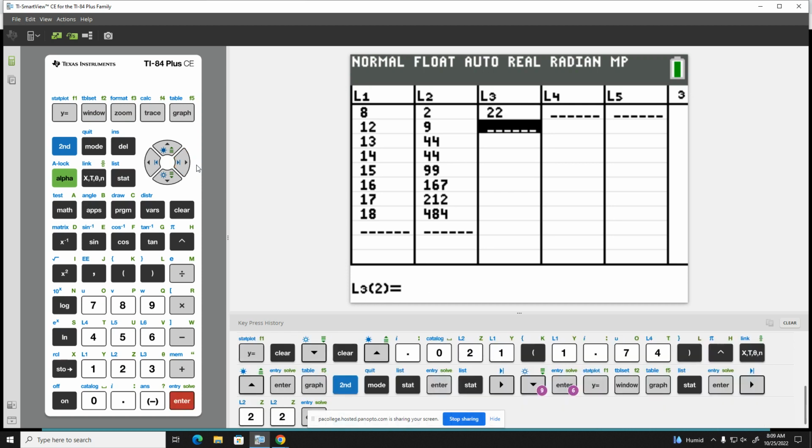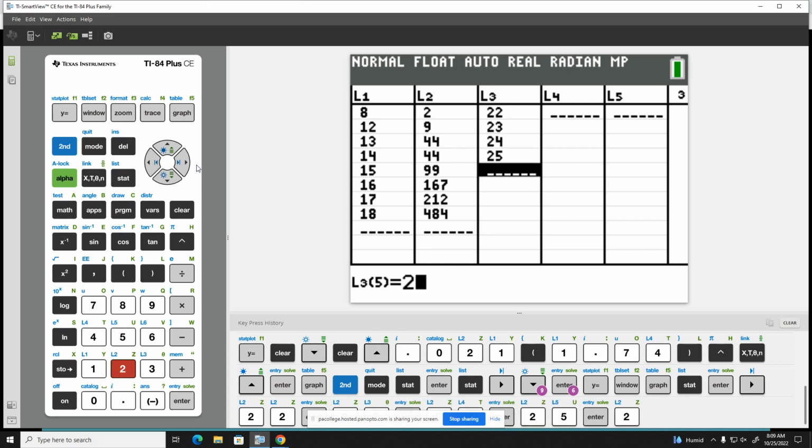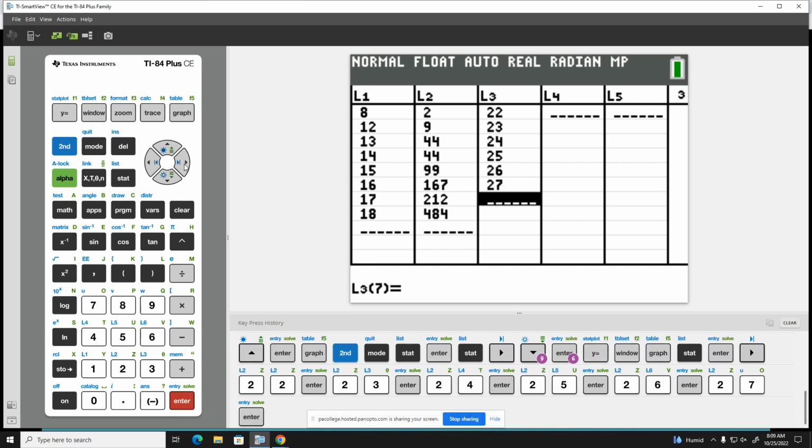So I'm going to enter the data, entering the days in list 3. And then I'll go over, and in list 4, I'll enter the confirmed cases.